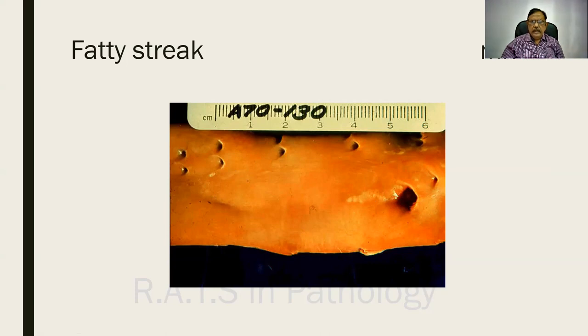The fatty streak is considered to be a precursor of atherosclerosis. It is present in children, but as one grows, it gradually disappears. Only in one particular site of the body, namely the coronary artery, you find that the fatty streaks and the atheromatous plaque are found in the same location. Fatty streak and atheromatous plaque are found in the same location in the coronary artery, and hence it is considered to be a precursor.